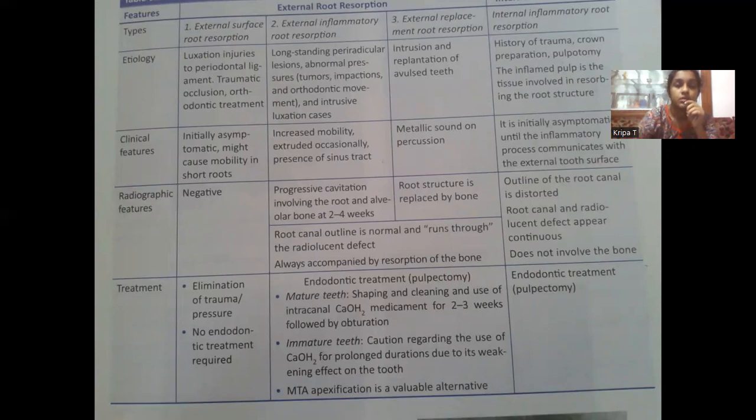So this table from Grossman is very, very important. You can see how the differences are. External resorption is either external surface resorption, or inflammatory resorption, or replacement resorption, that's ankylosis.